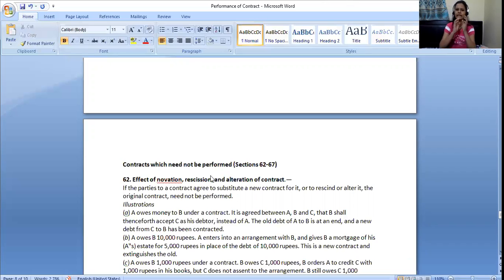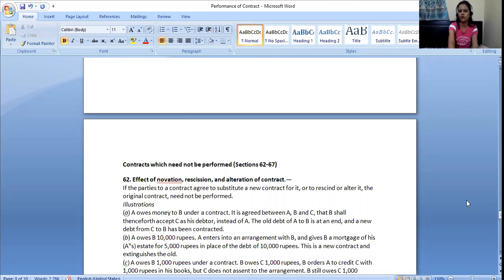So what is it? It is novation. Novation as in making a new contract. There was already one contract existing between us, but we made a new contract. So that previous contract need not be performed. It may be rescission. We only said that this particular contract we are cancelling out. If we are only cancelling out, it need not be performed. It may be alteration. Contract was there, we made certain changes. So previous clauses need not be performed. Based on the new clauses only we should perform.